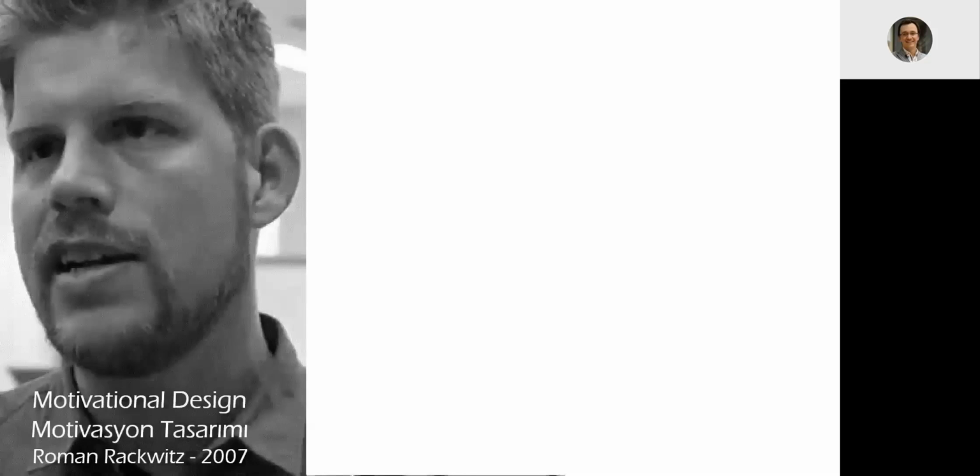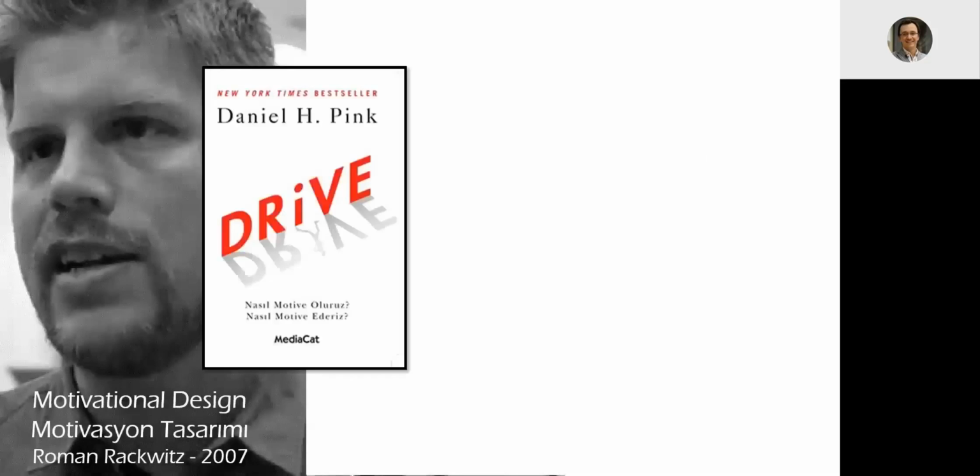And Daniel Pink, in his book Drive, expressed that terminology with Motivation 2.0 for extrinsic and Motivation 3.0 for intrinsic motivation. I would like to give a little information on how it came about. In 2007, Roman Rockwitz published a paper at MIT, The Motivational Design. Then Daniel Pink wrote the book Drive. It's a very famous bestseller, and I highly recommend watching his TED talk.